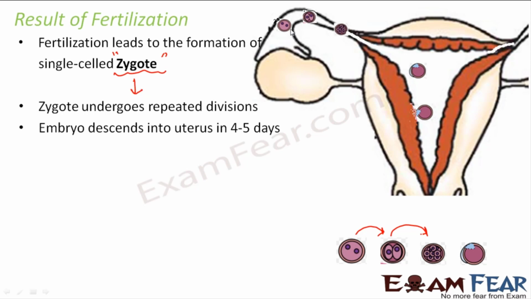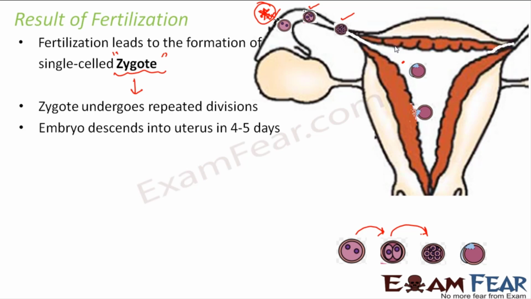So here in this picture you can see the fertilization happened, so a zygote is formed here. Now this zygote will undergo further divisions, and then this embryo will descend into the uterus. It will start moving gradually towards the uterus because finally the baby has to implant itself in the uterus. So the embryo descends into the uterus in 4 to 5 days. The process started here. Fertilization started here. So from here till here, it takes around 4 to 5 days for this entire process.